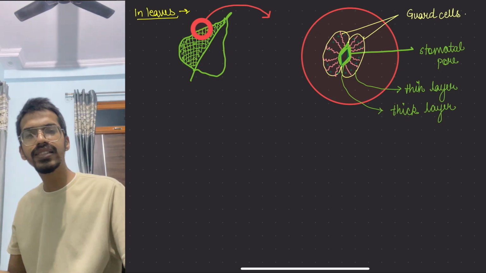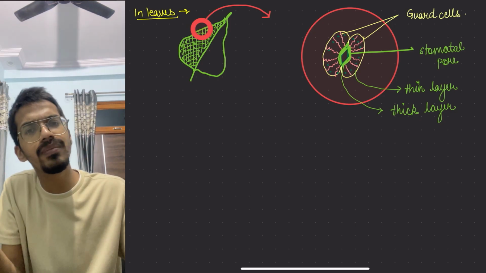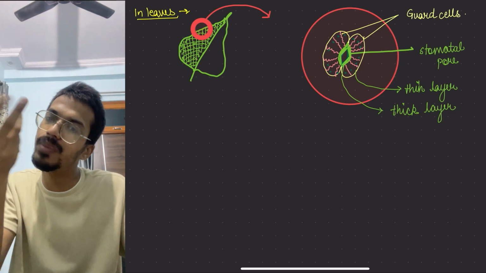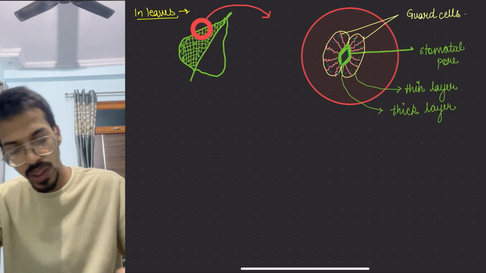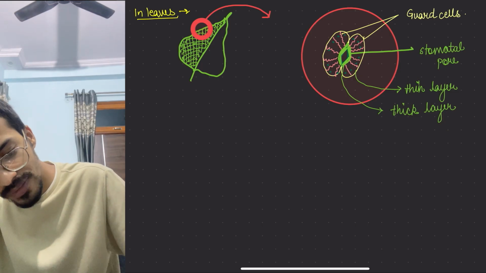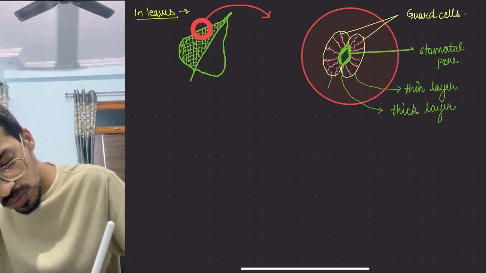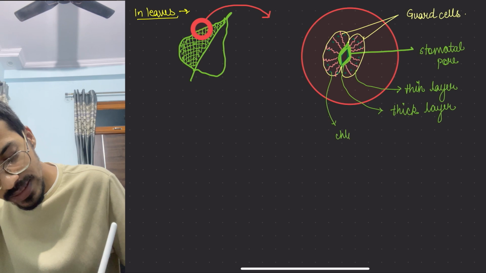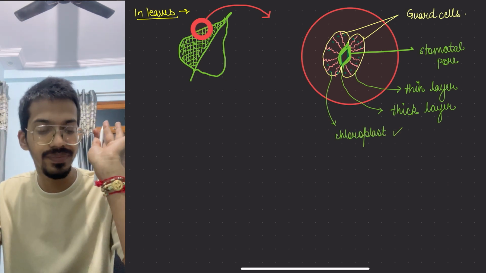So these are the guard cells. This is the outermost epidermal cells, which are green in color. Green will be coming because of chloroplast. So they have chloroplast present, so they appear green in color.